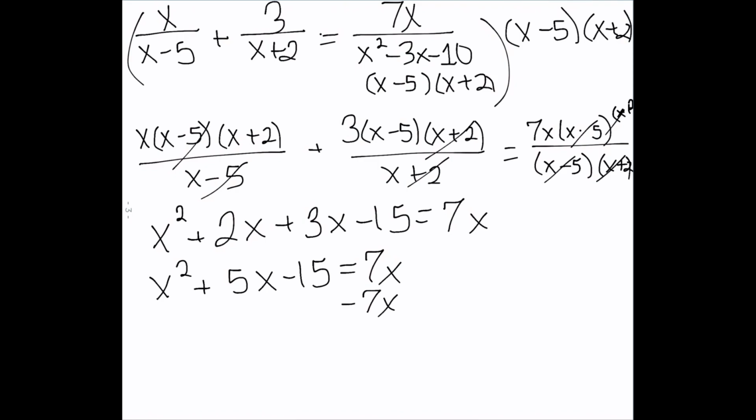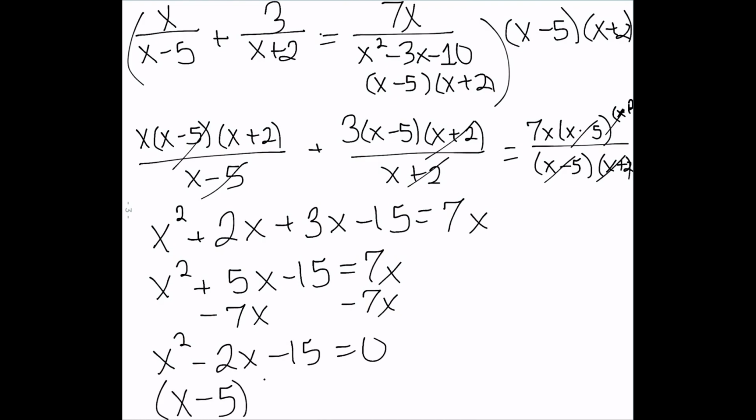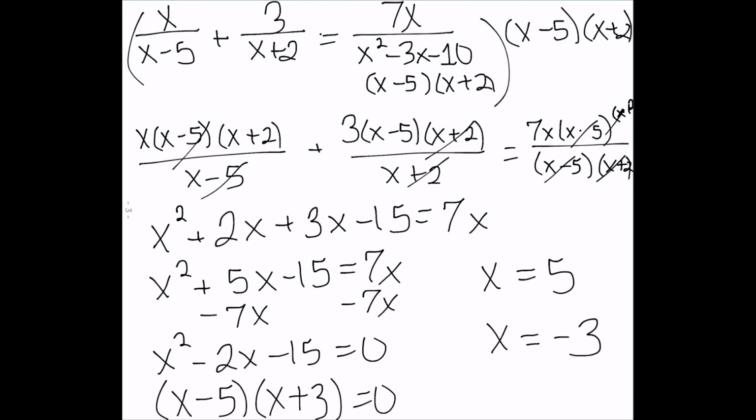I can subtract 7x from both sides. I'm left with x squared minus 2x minus 15 is equal to 0. And this actually factors into (x minus 5)(x plus 3). So that tells me that my two solutions are x equal to 5 and x equal to negative 3. Once we stick them back in, however, you'll notice that this first one, the x equal to 5, gives me 0 on the bottom of a fraction, so my only answer is x equal to negative 3.